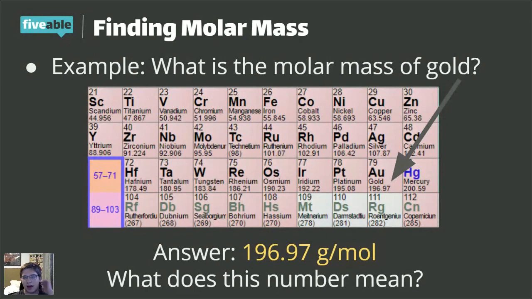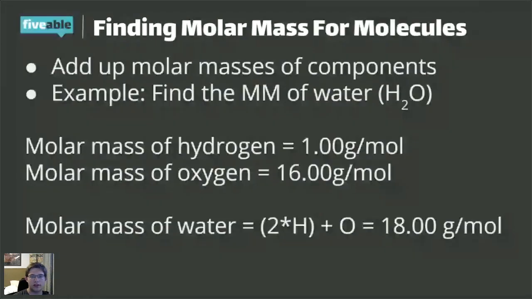So let's start talking about how you'd find the molar mass of a molecule. If I tell you we have 1 mole of water, that has some weight. What you do to find the molar mass of molecules is you just add up the molar masses of the components. Let's start with water, one of the simplest molecules out there. It's just H2O. We know that the molar mass of hydrogen is 1 gram per mole, and that's on the periodic table. And oxygen is 16.00 grams per mole.